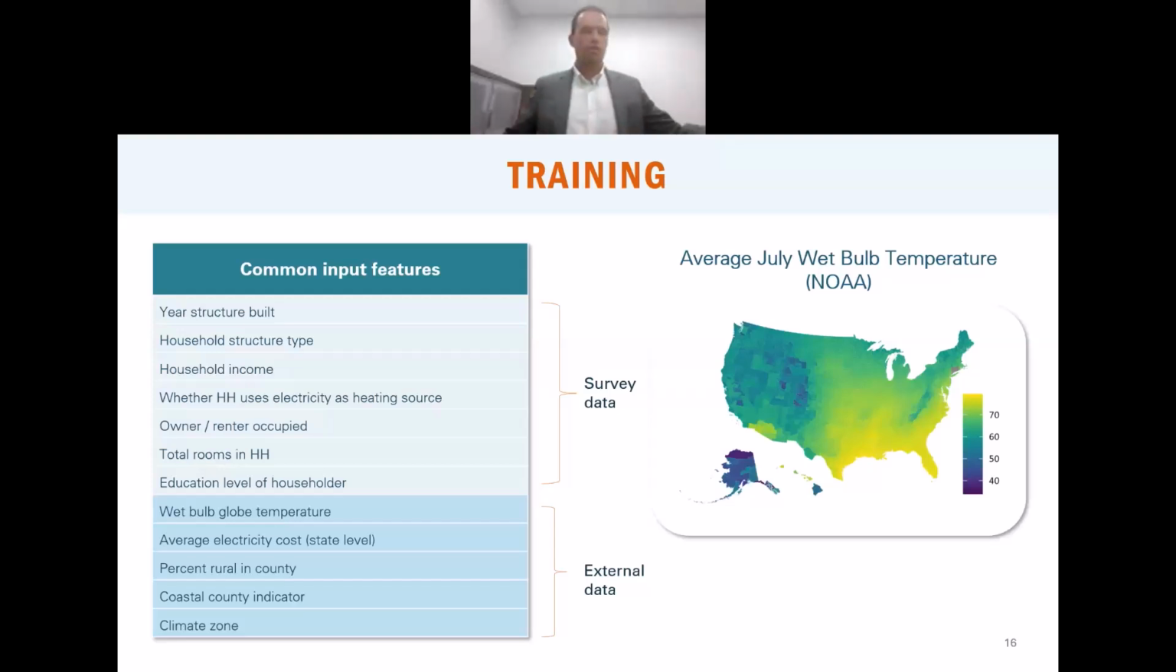What we found, though, was this on its own wasn't giving us the model results that we were expecting or that we'd want to see. So to improve our model, we utilized external data, such as the wet bulb temperature, as well as climate zones and coastal county indicators, to name a few, so that the model not only was utilizing information we had on the household, but also information that would help us understand if there was a need for air conditioning in that space.